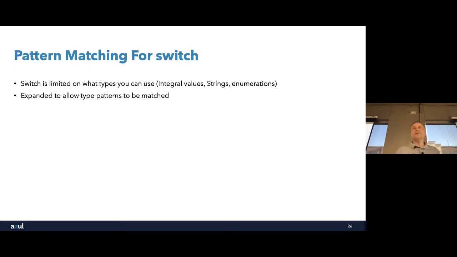Right, next thing that we can use pattern matching for at the moment is pattern matching for switch. Now, again, if you look at the switch statement and even the switch expression that we've seen, you are restricted up until now on what you can switch on. You can have integral values, numbers, you can have strings, and you can have enumerations. What has happened now is that we have expanded that so that you can also now switch on a type.